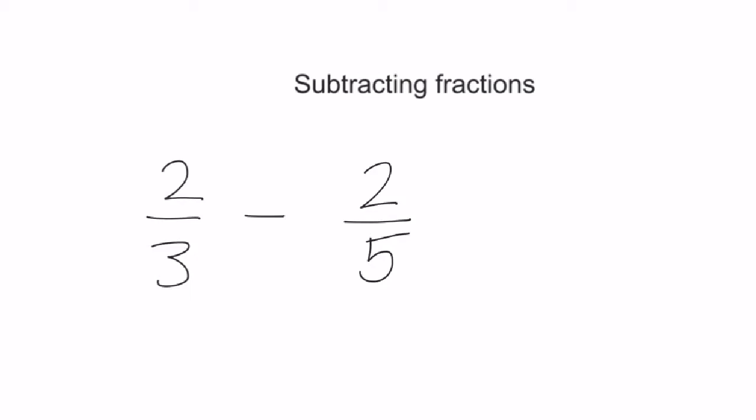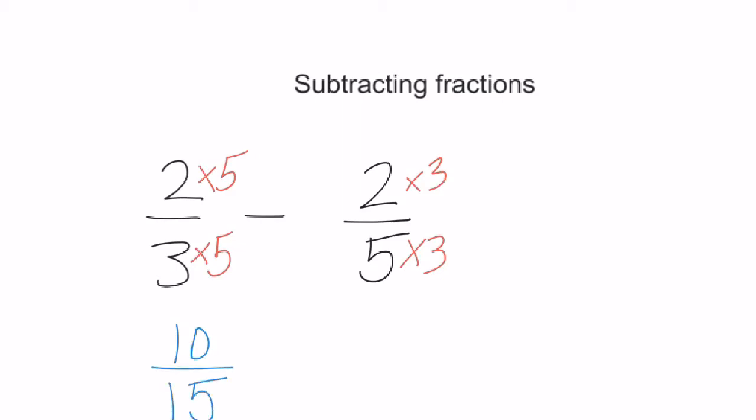So as I start solving now, I'm going to use 15 as my common denominator, and I'm going to rewrite my problem to stay organized. So I have 10/15 minus 6/15. I need to remember that I'm subtracting here, so I'm subtracting my numerators for an answer of 4/15.